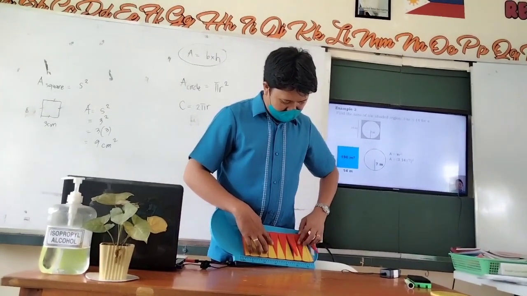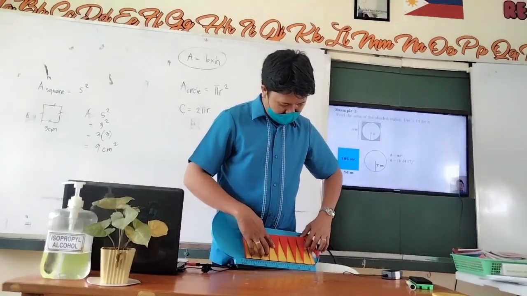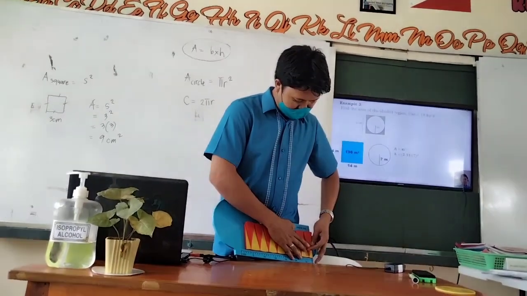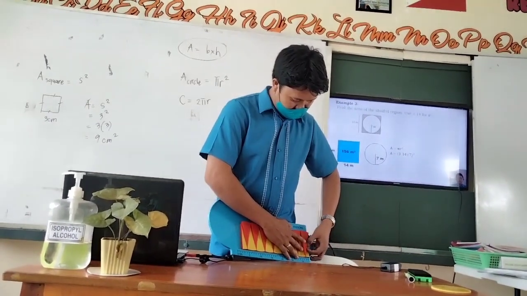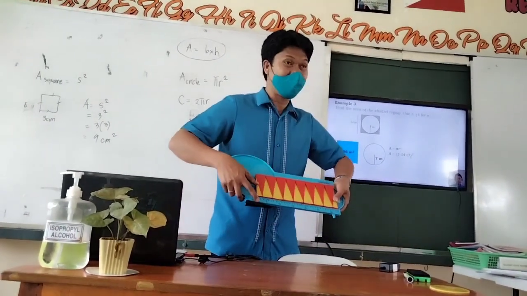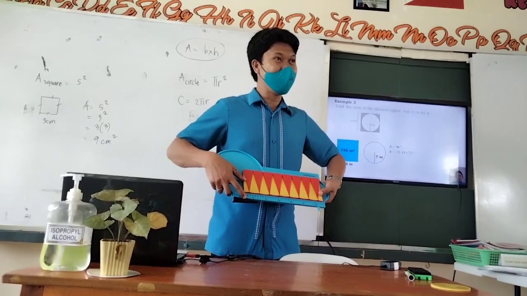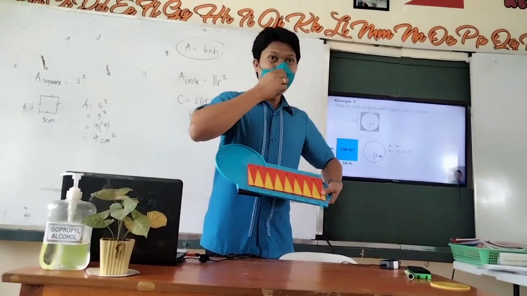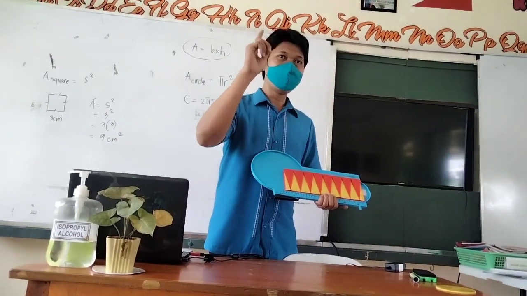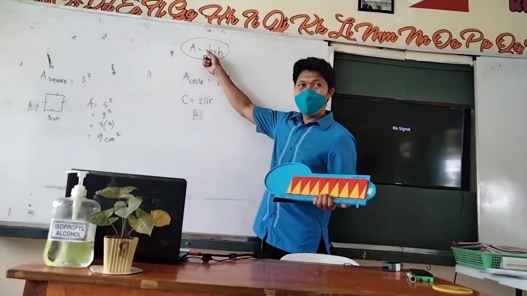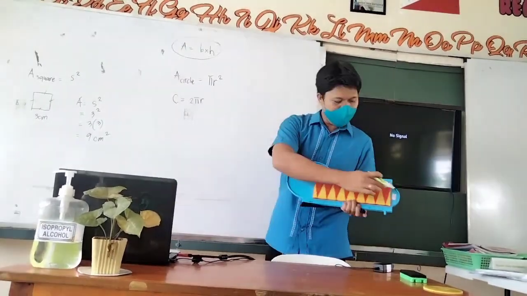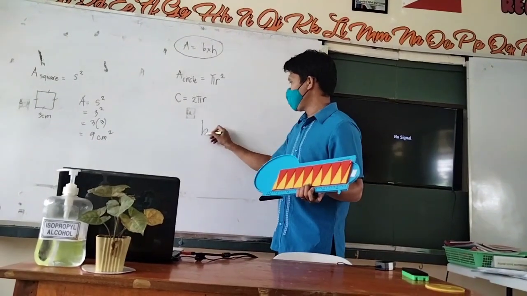After connecting the two semicircles, we were able to arrive at this new figure, which looks like what kind of figure? A rectangle, which is an example of a parallelogram. And if it is a parallelogram, then we already have the formula, which is base times height.